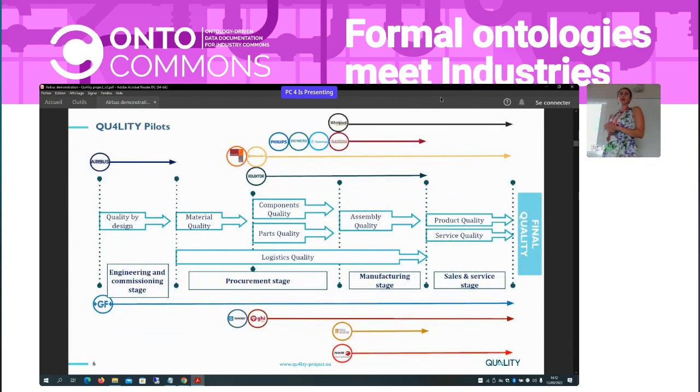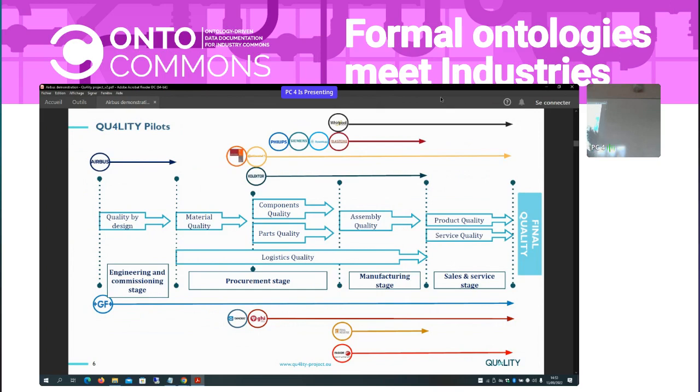So we had 14 pilots dealing with different phases of the product life cycle. From the engineering phase, so from the design, then the procurement stage when we are putting up the system, then the manufacturing stage, with IoT connectivity in the shop floor, and then the sales and services, so the servitization of the manufacturing system. You see there were different industries, with goods companies like Whirlpool, Philips, Siemens, Continental as different pilots. And our pilot here was focusing on the engineering phase.